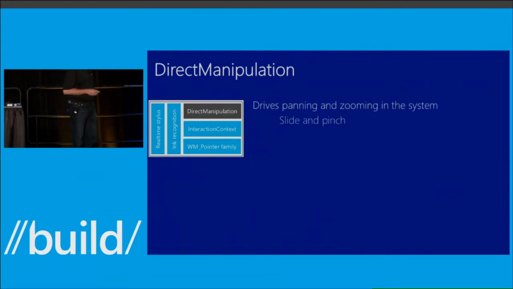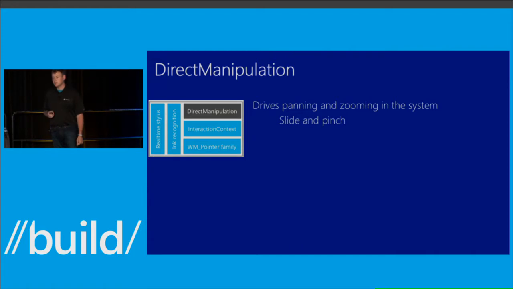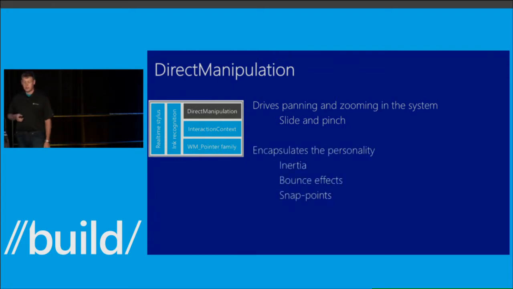Direct manipulation is the system component that drives panning and zooming in everything from the start screen to IE to the store apps. It uses the direct and intuitive gestures of pinch and slide to allow customers to control panning and zooming. Not only does it drive the panning and zooming, it also encapsulates the personality of the system. So it allows you to get nice effects, like the inertia effect when your customer slides their finger across the screen and lifts up. It provides that nice, smooth inertia animation.